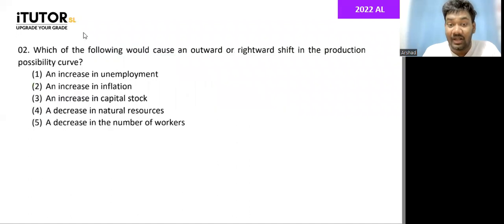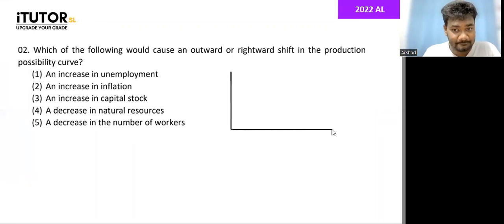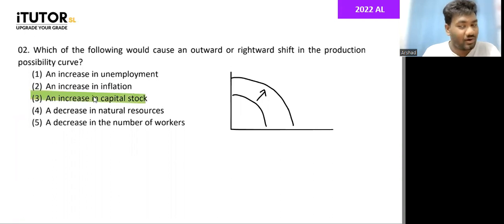Then question number 2, which of the following would cause an outward or rightward shift in the PPC? What do you think? Increase in unemployment, increase in inflation, increase in the capital stock, decrease in natural resources, decrease in the number of workers. What do you all think? Rightward shift, outward shift. Where will the PPC shift outwards? You're looking at a PPC like this. PPC shifting outwards when which of this happens? Ideally, it's answer number 3, right? When the capital stock of the economy increases.